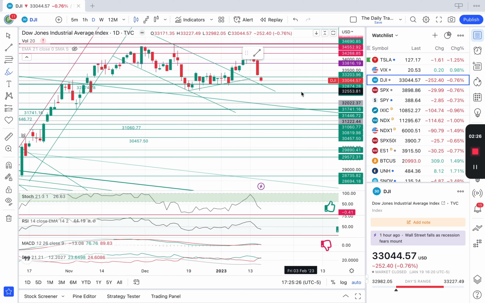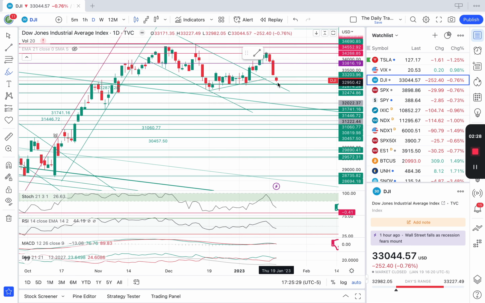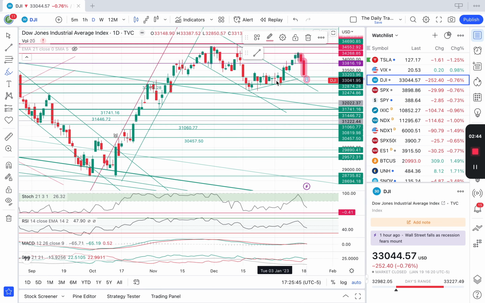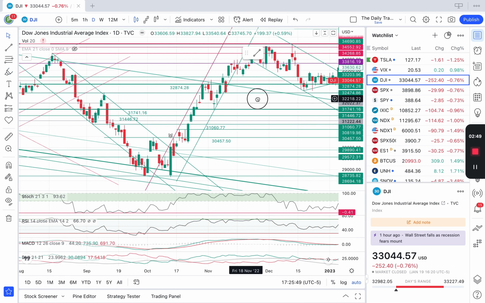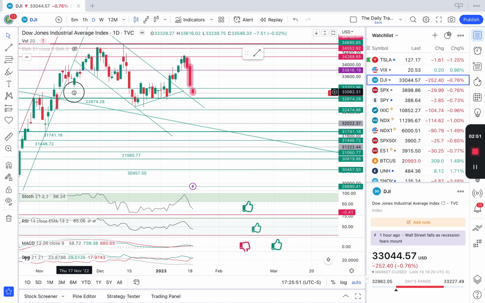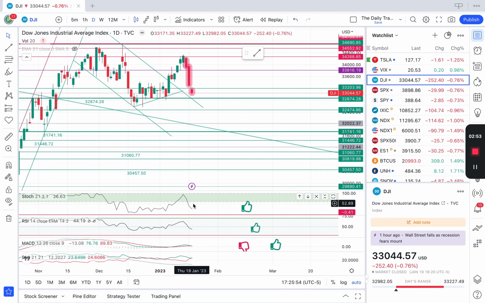Okay. Let's look at Dow Jones. So Dow Jones is coming down a little bit, down 0.76%. Getting very close to the support. We see a definite slowing down. It started slow with a small candle, then it went fast with a big candle, and now an even smaller candle. So it looks like we might be holding that support at 32,874.